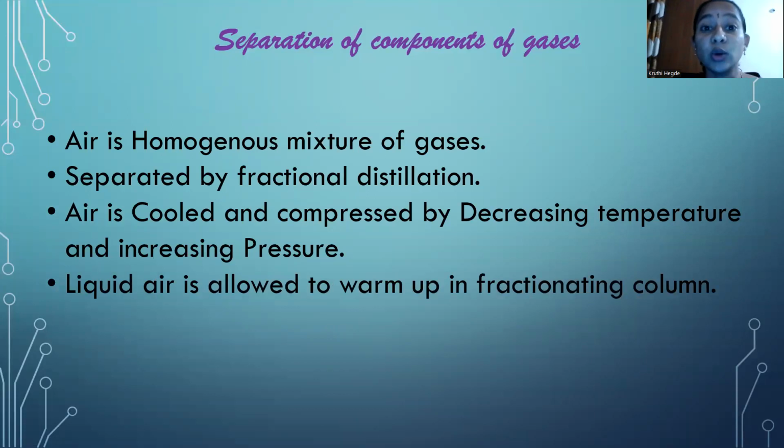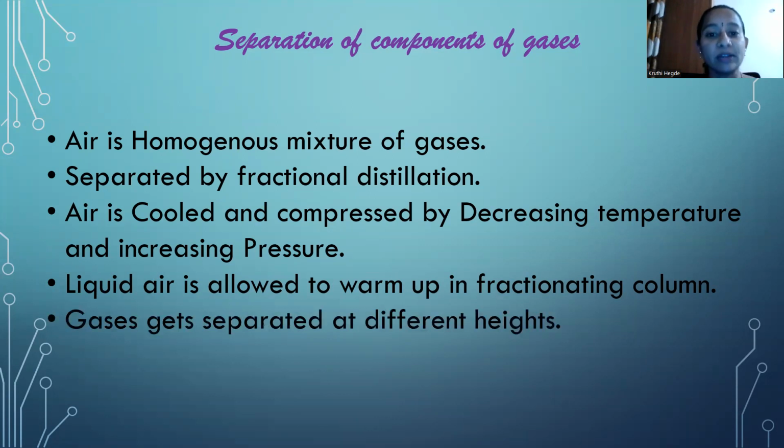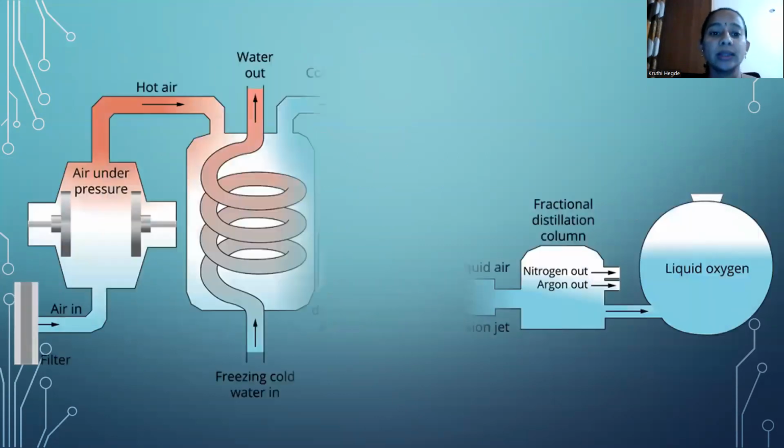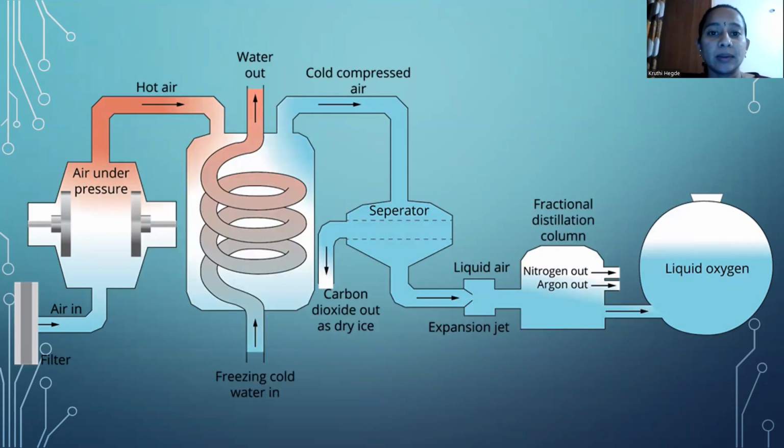Liquid air is allowed to warm up slowly in the fractionating column. When it is allowed to warm up slowly in the fractionating column, each gas at its boiling point gets converted to vapors. So liquid air gets converted to vapors and separates out. Gases get separated at different heights. So this is the apparatus used to separate components of gases.